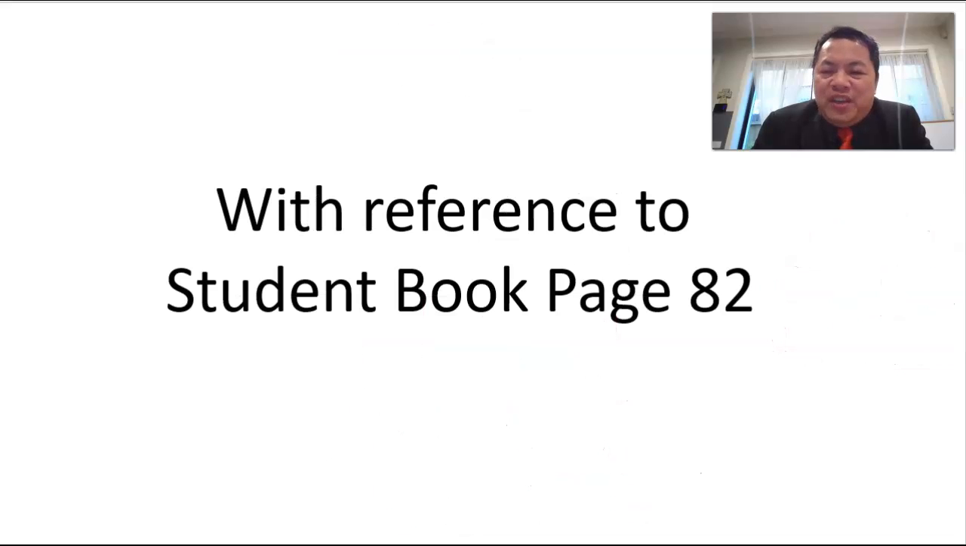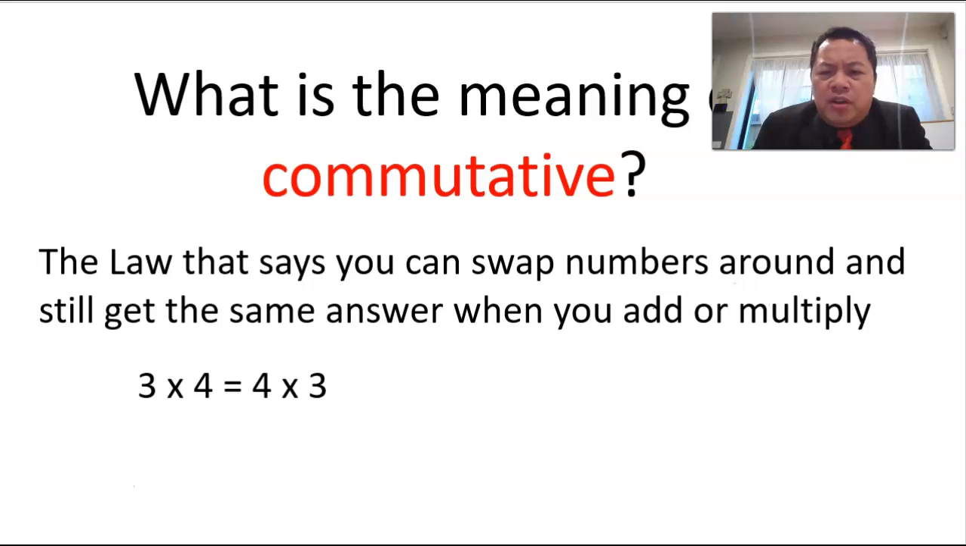Moving on to page 82 in your student book. The first part for this exercise is still a 3-digit multiplied by 2-digit, so I'm not going to touch on it, but instead I will touch a little bit on this term commutative, which is stated in the book. The mathematical meaning of commutative is when you swap numbers around in the operation, you still get the same answer when you add and multiply.